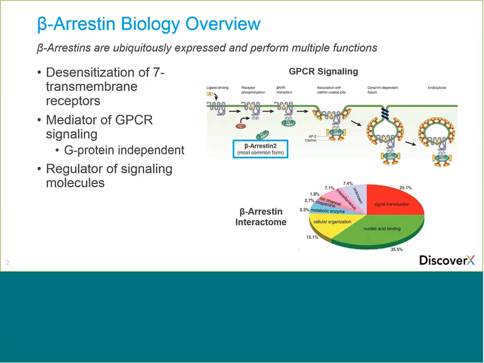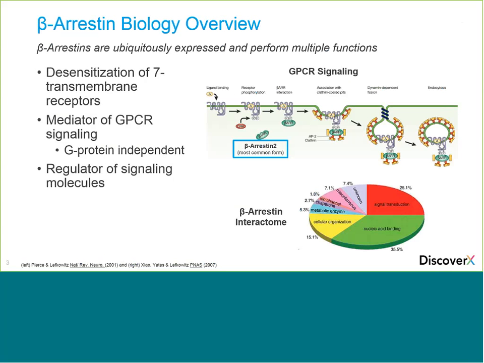So what are beta-arrestins? They are cytosolic proteins, ubiquitously expressed, and elicit multiple functions. There's about 4 known arrestins: visual arrestin, cone arrestins, and then beta-arrestin 1 and 2. Traditionally, most of the papers have been focused on beta-arrestin 2, so that will be the topic of today's discussion.